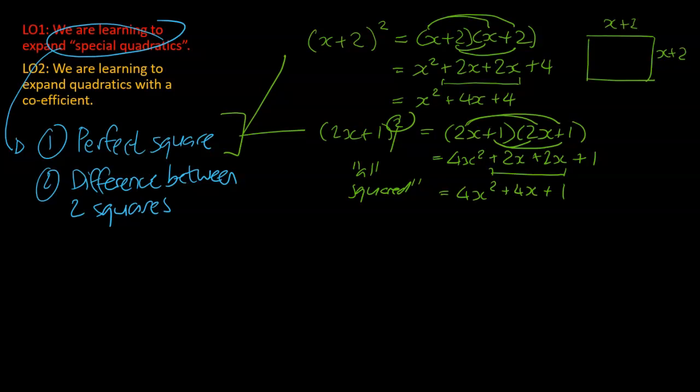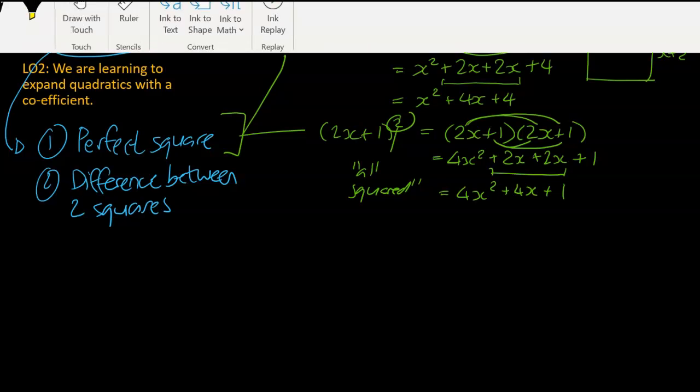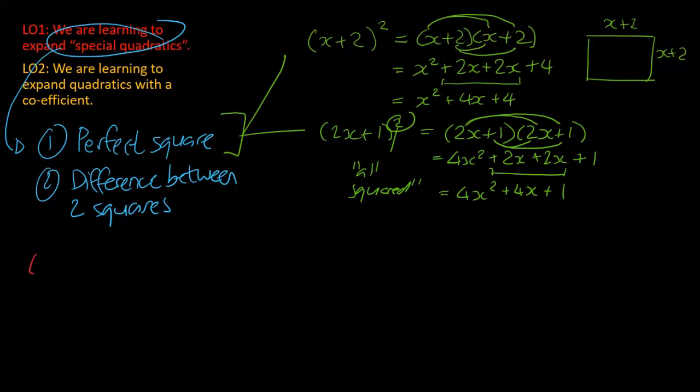I just want to note what not to do. I'm just going to change pen color. Maybe we'll go in red because I don't want you to do that. Let's have a look at another example. x plus 3 squared. This is what not to do. A lot of students are going to do x squared plus 3 squared, which is 9. So x squared plus 9.